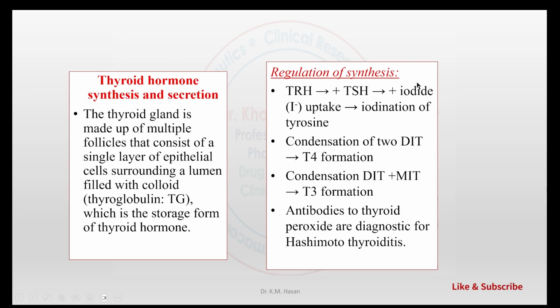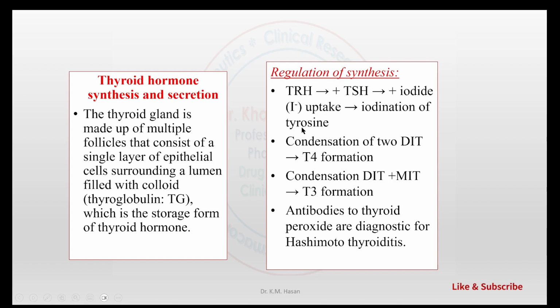Regulation, as you can see here, we already covered that. For regulation, TRH stimulates TSH. The TSH will enhance uptake of iodide, I minus. Iodide will be taken up and enter the cell from the blood. So iodide is available in the blood. The thyroid gland will take up the iodide, then coupling, the iodination of tyrosine.